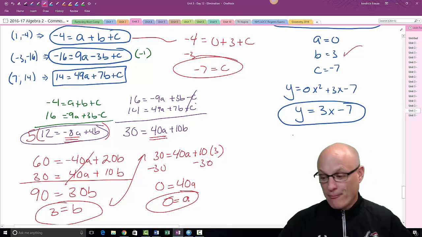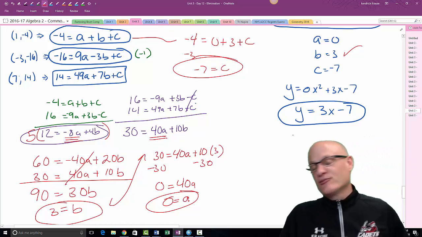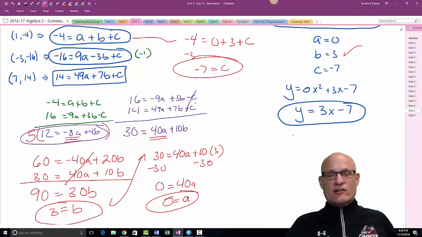Kind of a dumb way to end the problems. I think I should take that one out of there. But anyway, it's a linear equation, not a quadratic.